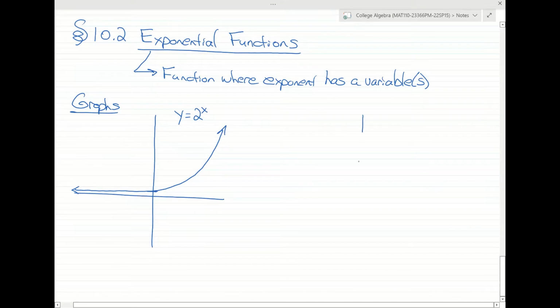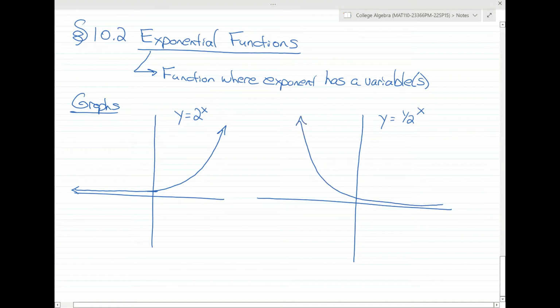Sometimes you might be asked to graph a fraction with a variable. For example, like 1 over 2 to the x. That graph would look similar, it would just be going the other way. It would be reflected over the y-axis.